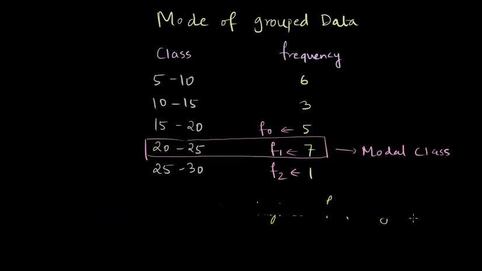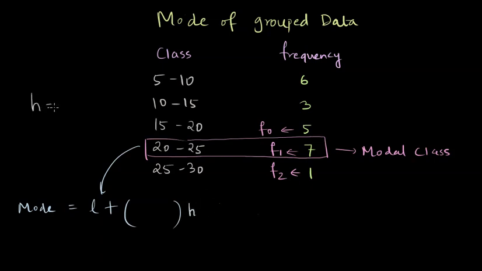So now let's see what the formula for mode is. This is how I like to remember the mode formula. It starts with L. L is basically the lower limit of the modal class, which is 20 here. Then L plus some ratio, and the ratio times h, and h is the class length. So let me just quickly write, h is the class length, which is 5 here because every class is of 5 data points.